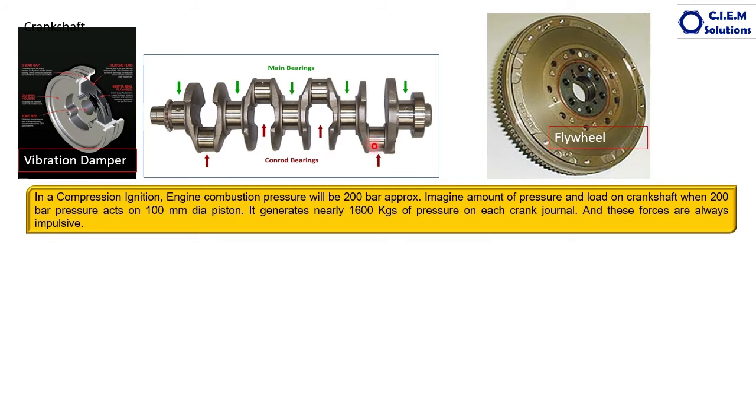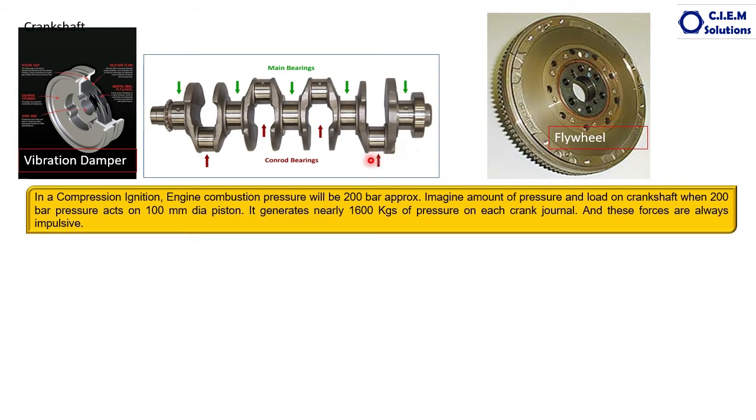Okay, and these forces are always impulsive. To withstand all these impulsive forces, there should be some component which can assist the crankshaft to absorb all these torsional impulsive forces and to safeguard the crankshaft from cracking or breakage. So these two are such type of assisting components.